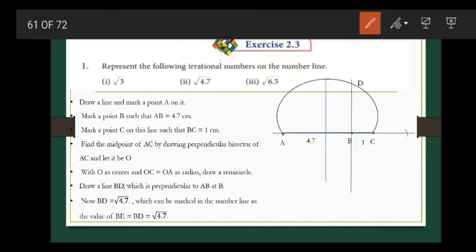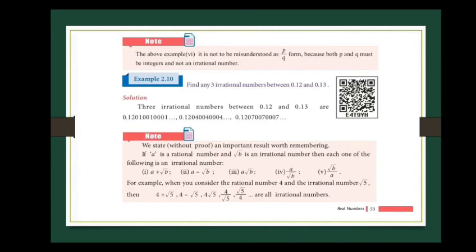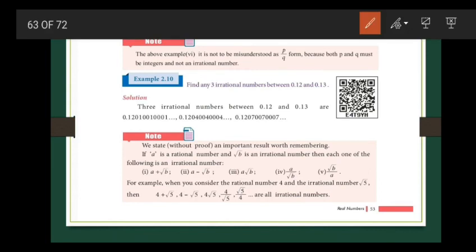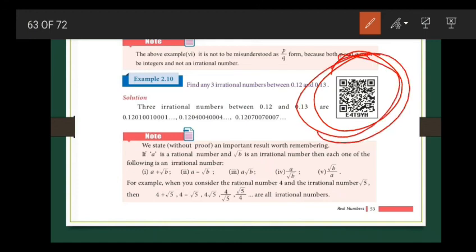Before going to that, one more thing. When you see your textbook, you will get some QR codes like this. When you scan this QR code, you will get a video made by the Tamil Nadu government. For finding 3 irrational numbers between 0.12 and 0.13, they have given a video with a QR code. I have scanned it and I will attach that video here. See that one to understand this better. As it is by the Tamil Nadu government, I am showing it to you.